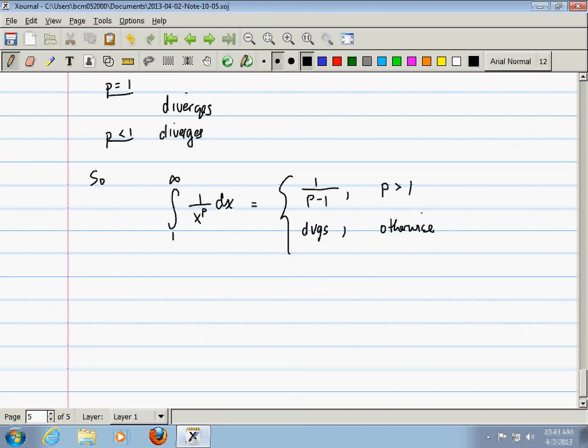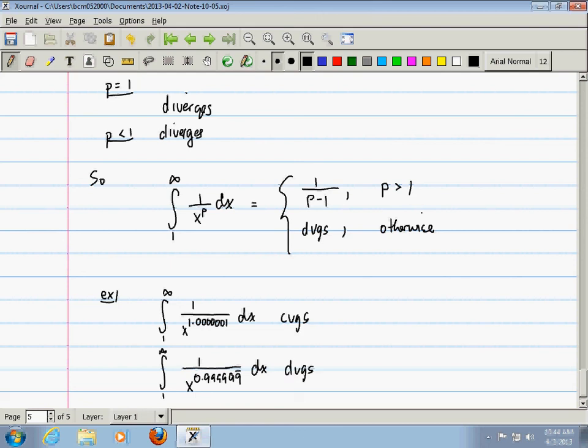Just a quick, silly example. How about the integral from 1 to infinity of 1 over x to the 1.0000001 dx? I just want you to tell me if it converges or diverges. That's pretty close to 1. It's making me nervous. But it's greater than 1, right? So this converges. Then a similarly silly example on the other side: 1 over x to the 0.99999, with the 9 repeating. What about that? It diverges.